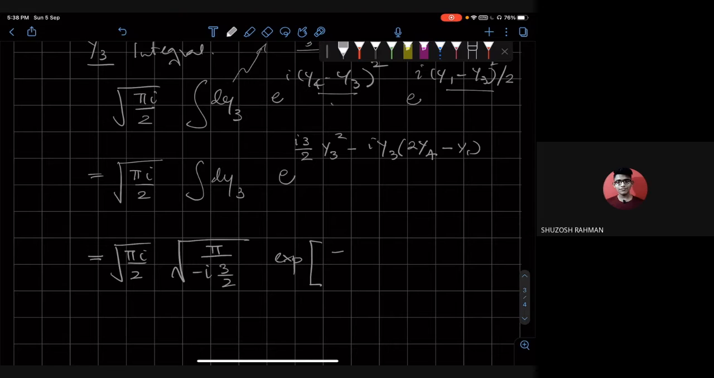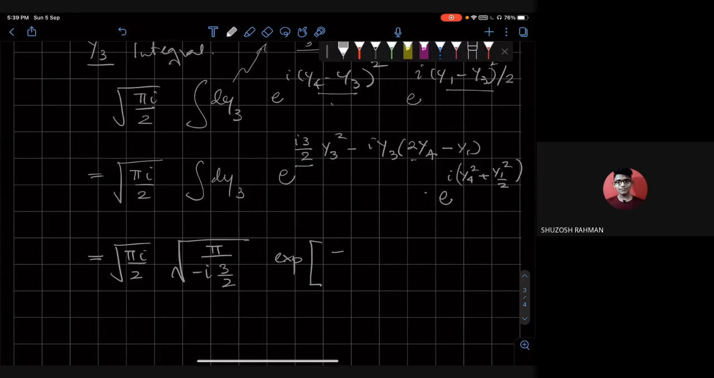I forgot to add, another term will be there, which will be e to the power i (y4 squared plus y1 squared) by 2, right? So this is the term which just goes on for the ride because it has no y3 in it. Okay, so now what is this?